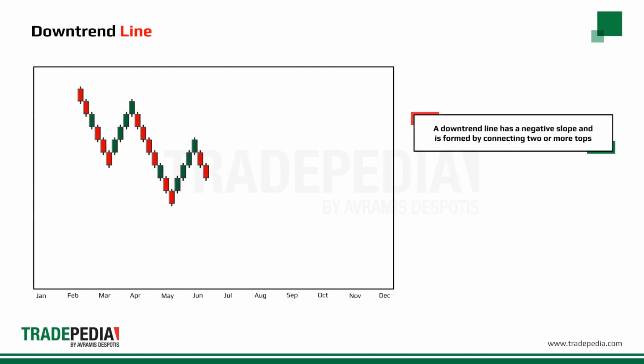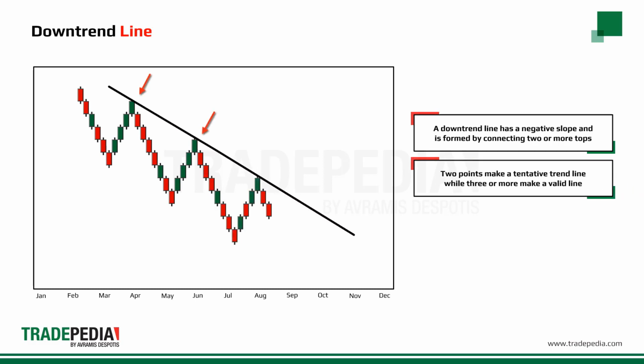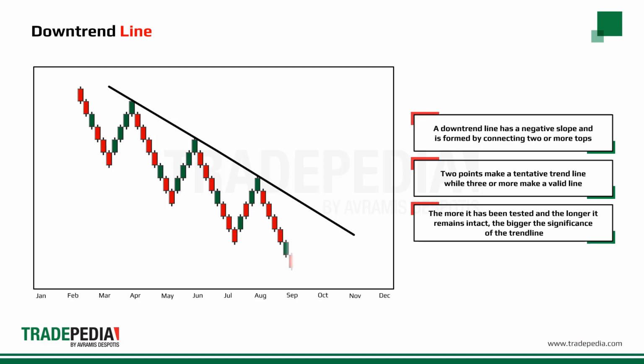A downtrend line has a negative slope and is formed by connecting 2 or more tops. 2 points make a tentative trend line, while 3 or more make a valid line. The more it has been tested and the longer it remains intact, the bigger the significance of the trend line.